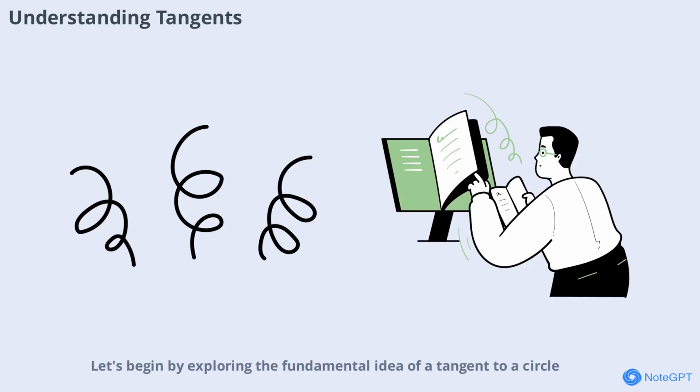Let's begin by exploring the fundamental idea of a tangent to a circle. In geometry, a tangent is a straight line that touches a circle at exactly one point, known as the point of contact. This unique property means that at any given point on a circle you can draw only one tangent. The concept of tangency is crucial, as it forms the basis for many theorems and problems in circle geometry. Visualizing this, imagine a circle and a line just brushing its edge, never crossing it but meeting it at a single, precise spot. This simple interaction leads to deeper geometric relationships, which we'll uncover in the following scenes.